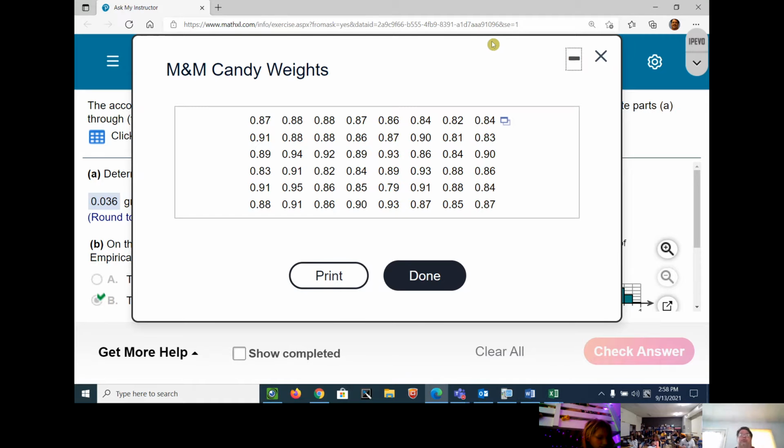Let me know when y'all start getting them in. Now, some of y'all may not know how to sort on your calculator. I'll show you.